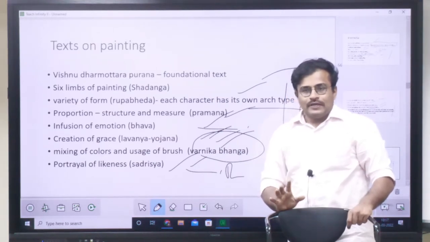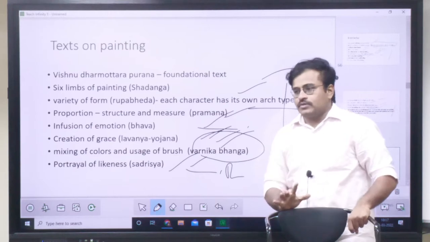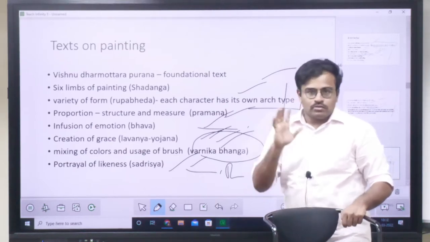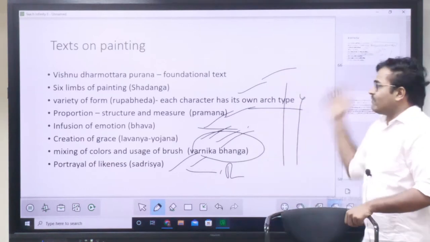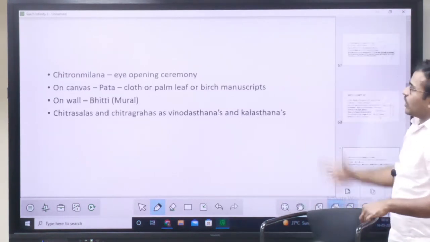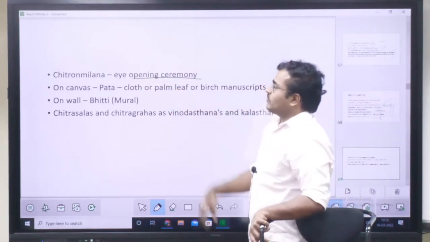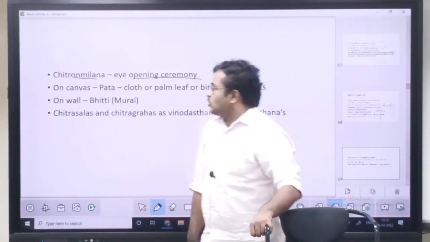Are you following what I'm trying to say? And the rest of the things are only important for prelims. So we'll also focus on the sections as they can be asked. Are you getting this? Now, we'll start with the Ajanta painting tradition. Along with that, even the paintings also have this eye-opening ceremony, which is known as Chitron Milana.